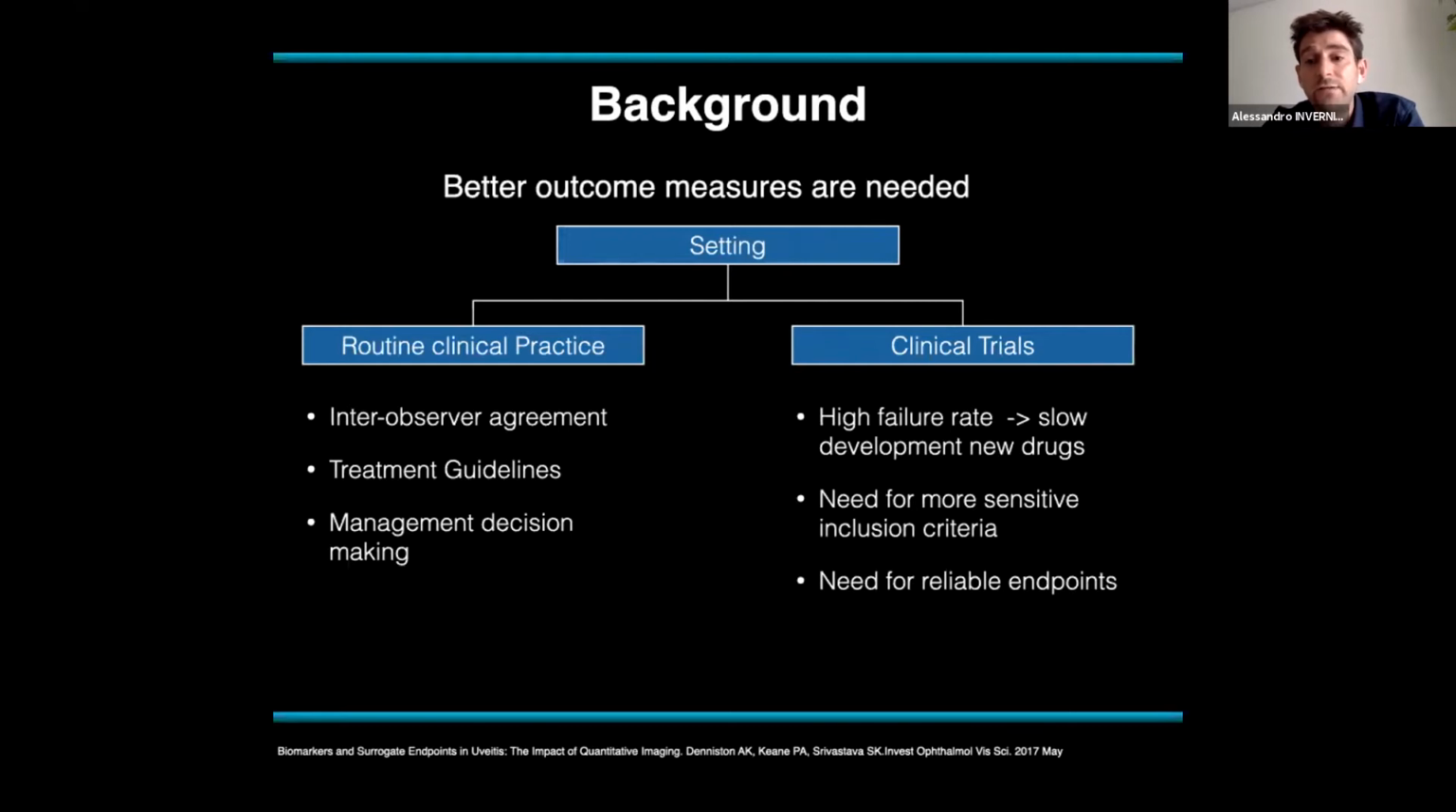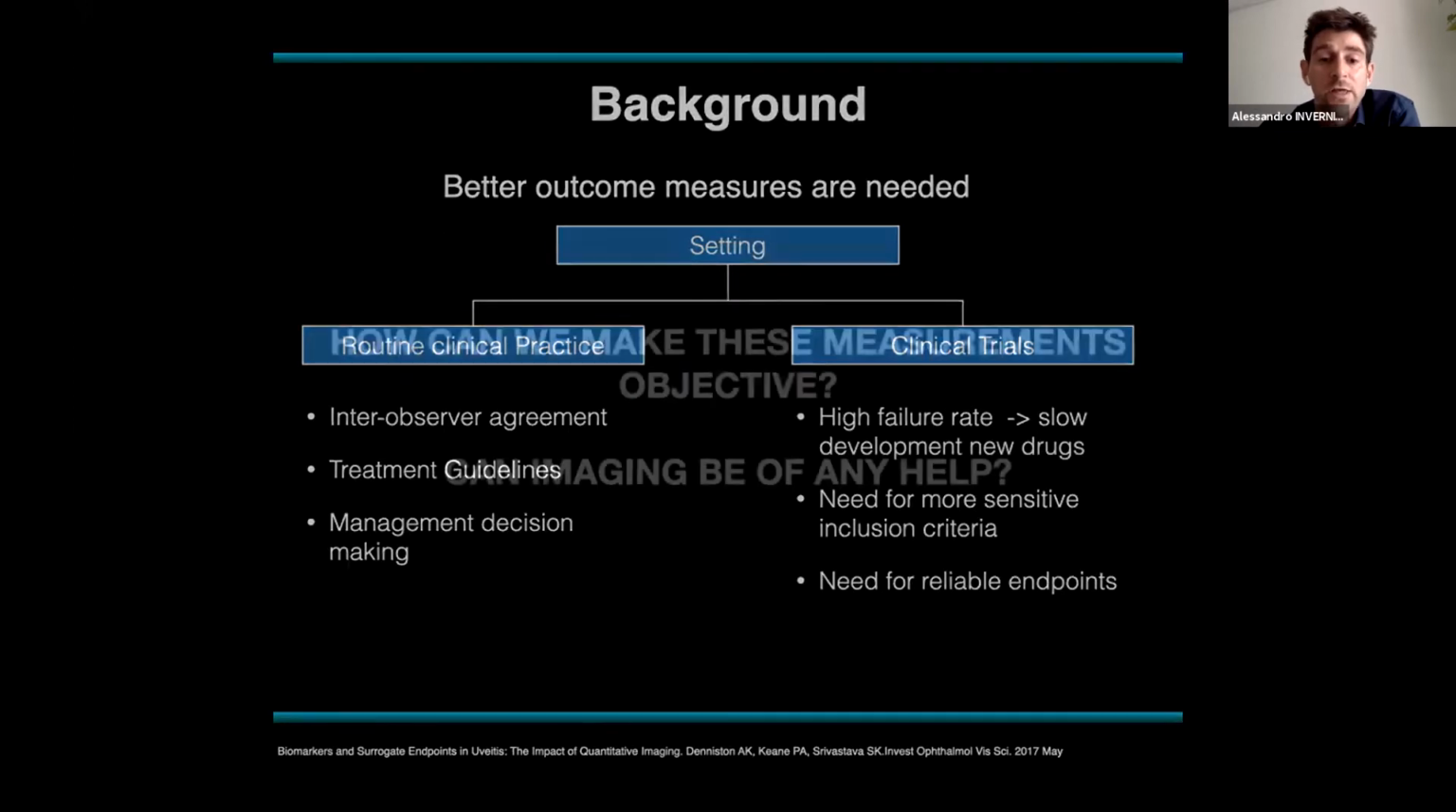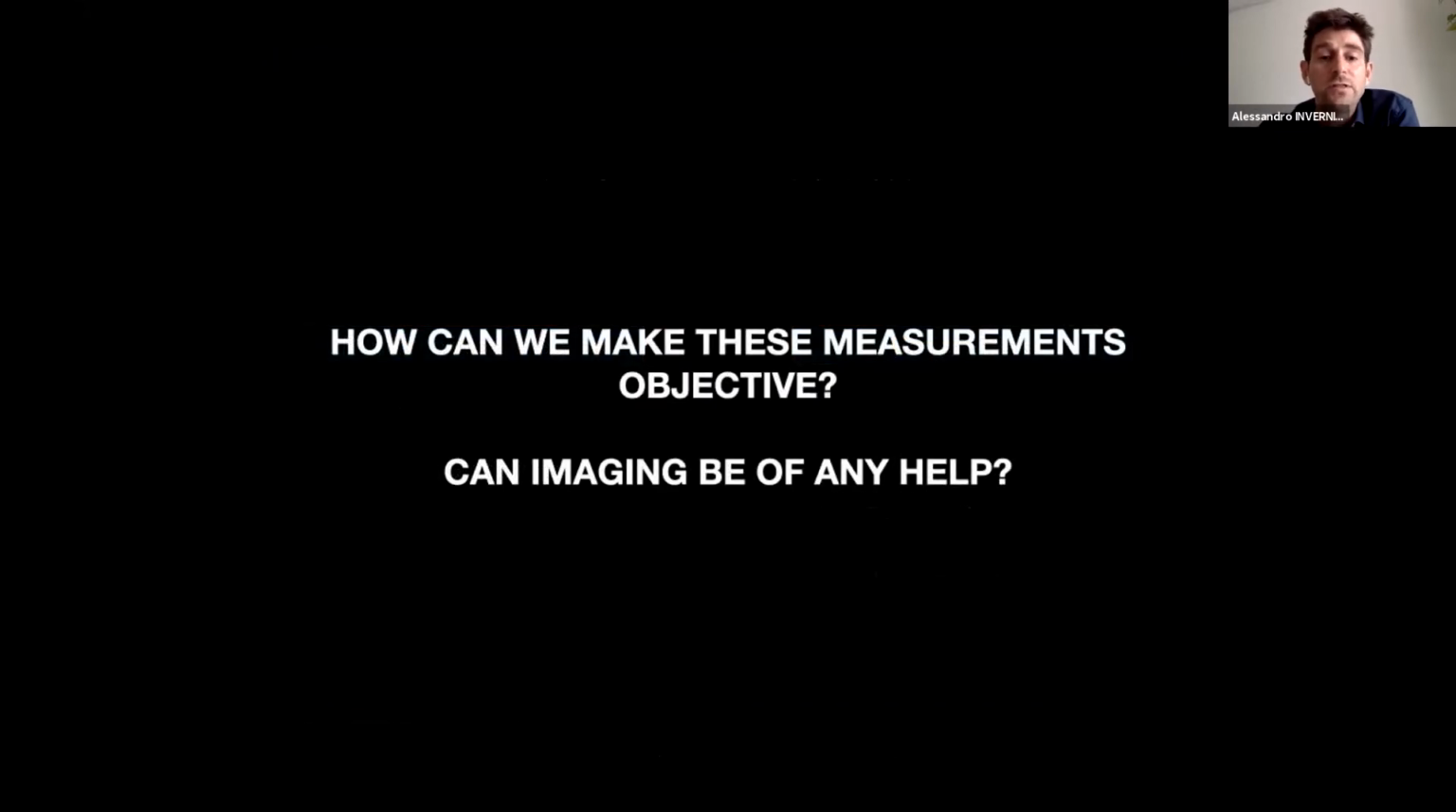And in clinical trials, this is even worse because we need to have, for example, 2 steps improvement to determine whether a drug is actually effective or not. So the question is if we can make these measurements more objective and if imaging can help.